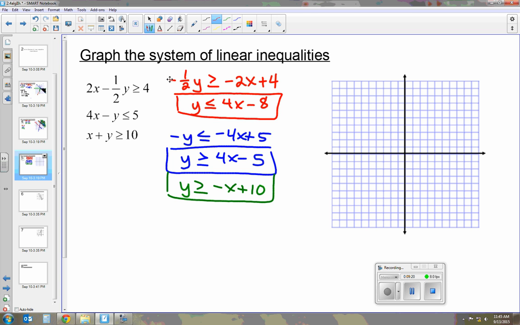So we get a y-intercept of negative 8. 1, 2, 3, 4, 5, 6, 7, 8. And a slope of 4. 1, 2, 3, 4. And this is going to be a solid line. Test our point. Is 0 less than or equal to negative 8? No, so we cannot shade in that direction, so we shade to the opposite side.